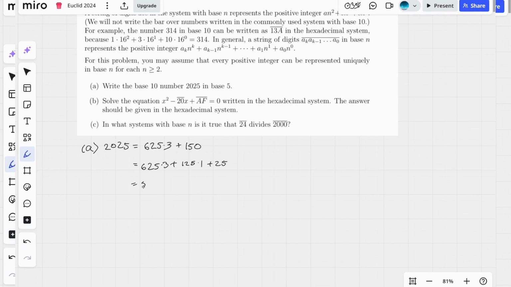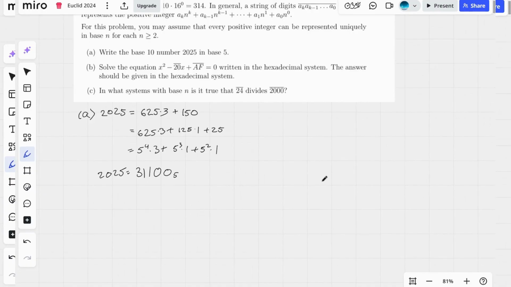And so we can write this as 5 to the 4 times 3 plus 5 to the 3 times 1 plus 5 to the 2 times 1. And so then 2025 would be equal to 31100 in base 5. So what this represents is 3 times 5 to the power of 4 plus 1 times 5 to the power of 3 plus 1 times 5 squared plus 0 times 5 plus 0. And that is what 2025 is. So that is part A.